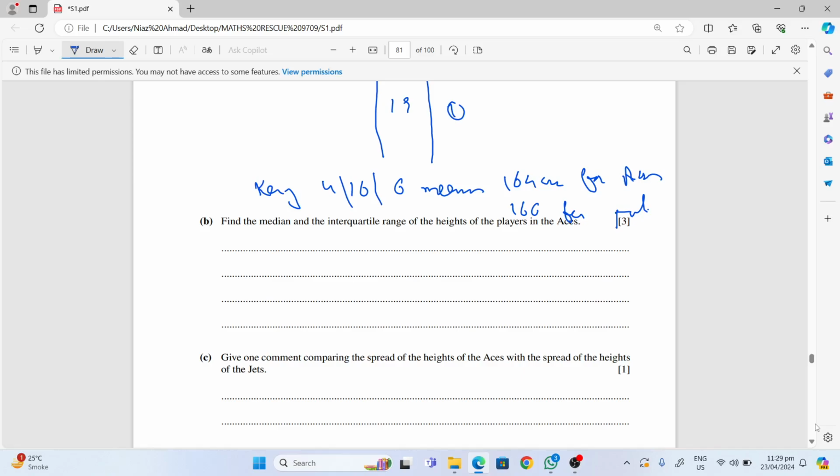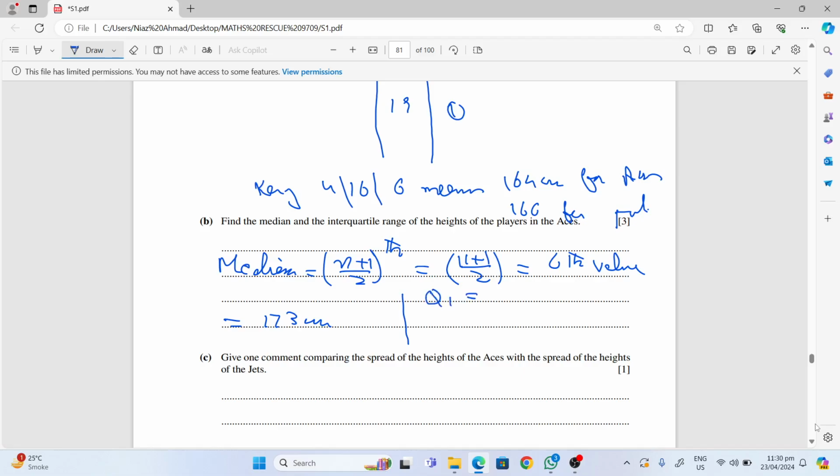Find the median and the upper quartile. So for median, we have n plus 1 over 2th value. N is 11, so 11 plus 1 over 2. So this is 6th value, and the 6th value is 173 centimeter. This is median, and here we want to get our Q1.